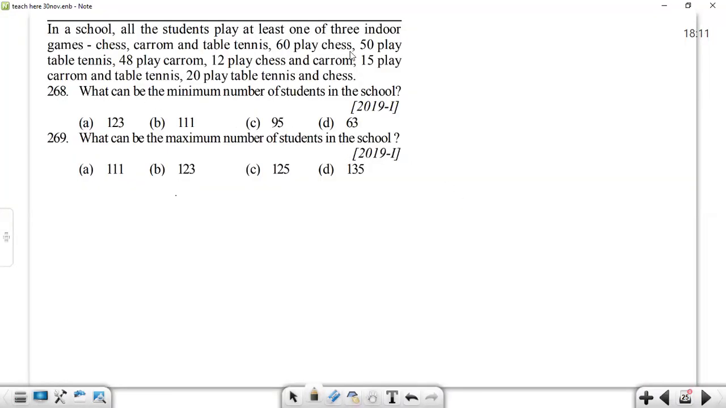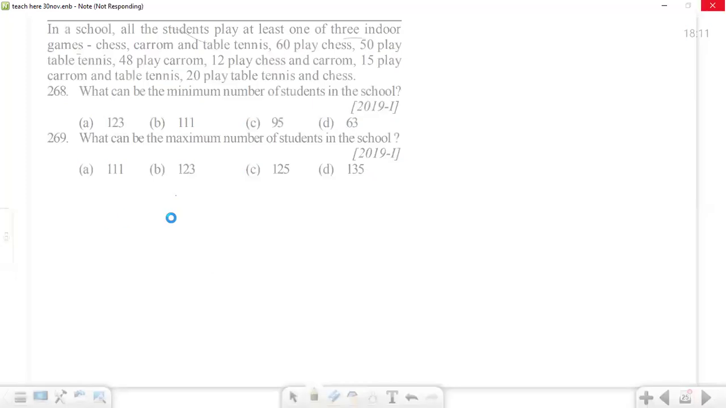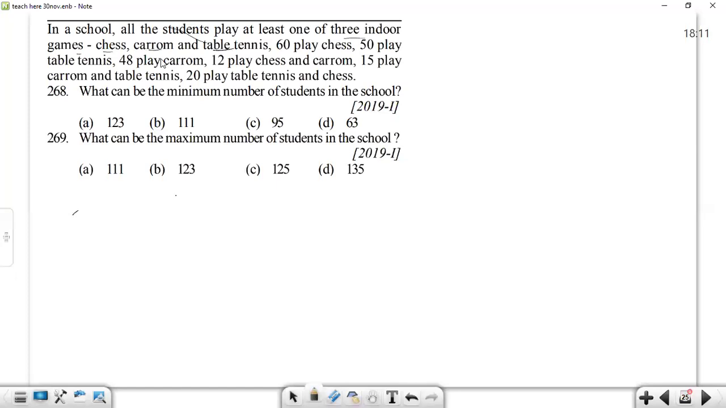So the first question: in a school, all the students play at least one of 3 indoor games, which are chess, carom, and table tennis. How are we going to approach these questions? First, we have to denote each set with a particular letter, because if we write chess, carom, and table tennis again and again, it will be drudgery. So let's write S for chess, C for carom, and T for table tennis.